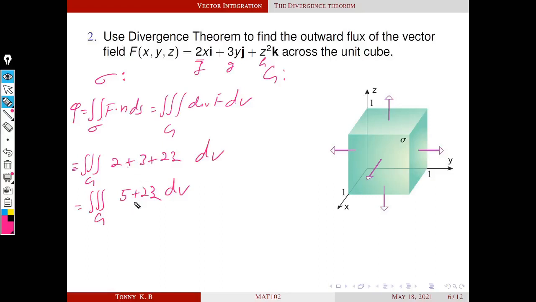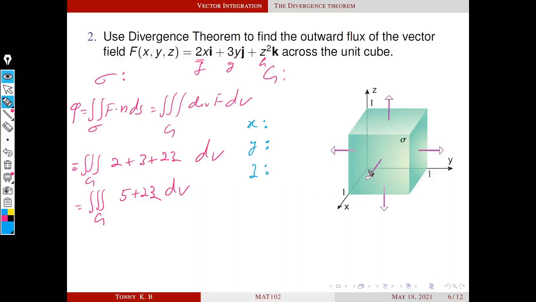2 plus 3 is 5, so this becomes the triple integral over G of (5 plus 2z) dV. Next we have to integrate this function over this solid G. So it is clear that on this solid G, what is the range of x, what is the range of y, and what about the range of z?